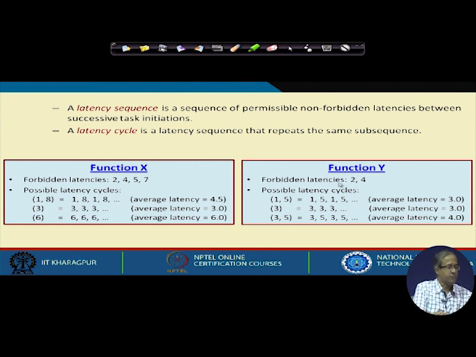Similarly, for the function Y where the forbidden latencies are 2 and 5, we have several alternatives. We can use 1 5 1 5, this kind of cycle, because 1 is not forbidden and 5 is also not forbidden. This results in an average of 3. We can use 3 3 3, which also results in an average of 3. Also we can use 3 5 3 5 alternating, for which the average will be 4. Now, the cycles where there is no change, where the same latency is used, are referred to as constant cycles. Like here 3 6 and here 3, these are examples of constant cycles.